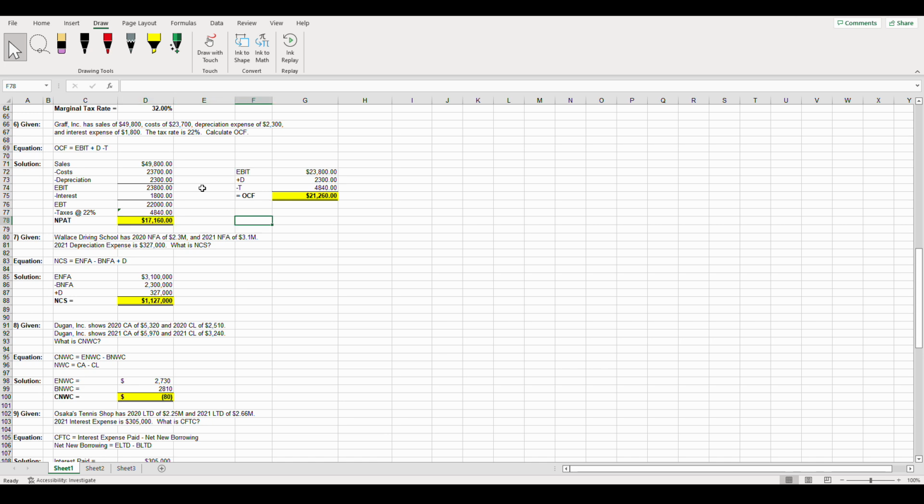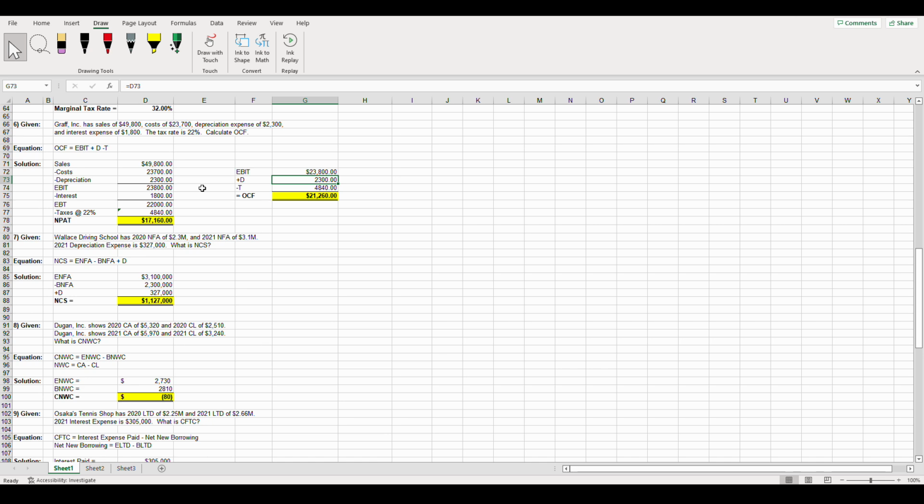Then moving over to do the OCF, my formula for OCF is EBIT plus D minus T, and I can simply go over and reference the cells. So my EBIT is cell D74, so to bring that over, I put equal D74. I want to add in my depreciation, so I go equal D73. I want to add back depreciation because it's a non-cash expense. I'm looking for cash, operating cash flow. So since it's a non-cash expense, I need to add it back. I took it out to get to EBIT. I need to add it back in.